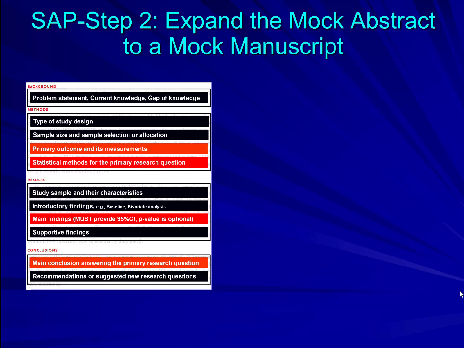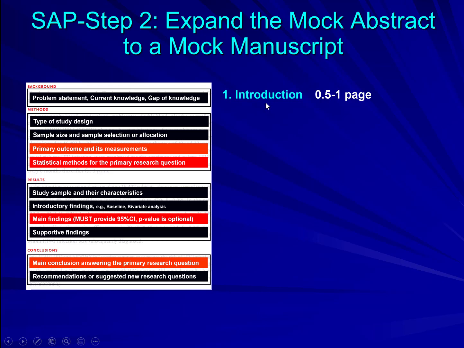In developing a statistical analysis plan for a research, after we have completed step 1 in drafting the mock abstract, in step 2, we expand the mock abstract to a mock manuscript. So I paste the structure of an abstract here on the left hand side. And in step 2, when we talk about expand, that means the problem statement will be expanded to the first section of the mock manuscript, which is the introduction.